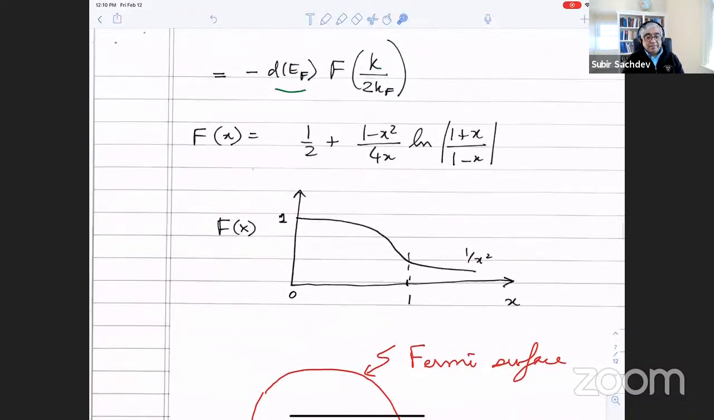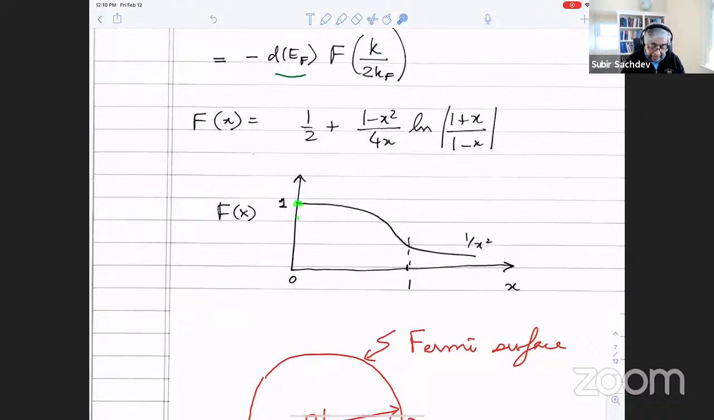And so what are some of its properties? One property is that as x goes to zero, it goes to one. That's something that must happen because that's the density of states response to a very long wavelength perturbation. And you can check that this function goes to one as x goes to zero. So there seems to be a divergence here, one over four x, but the logs also vanish as x goes to one. And so you just expand that out. Put this in Mathematica and you can study all of its properties. So it goes to one smoothly. It falls off as one over x squared at large x.